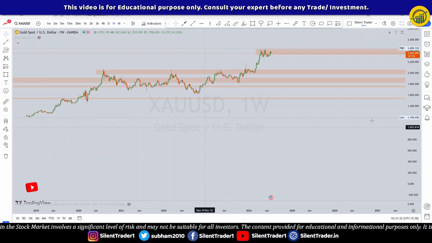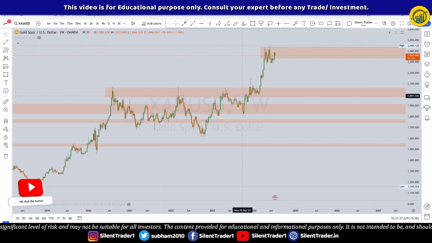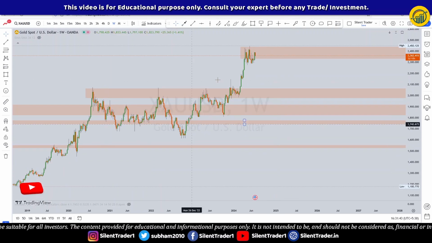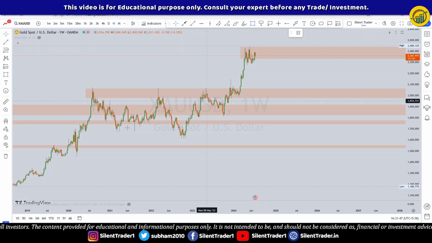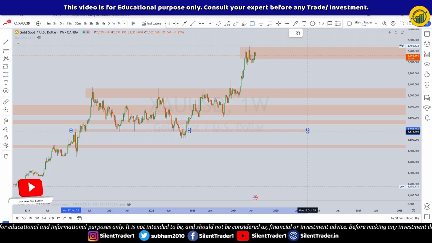Changing the time frame to weekly. More candles mean more specific levels. Let's find out the levels. Here are more bottom kissing areas.